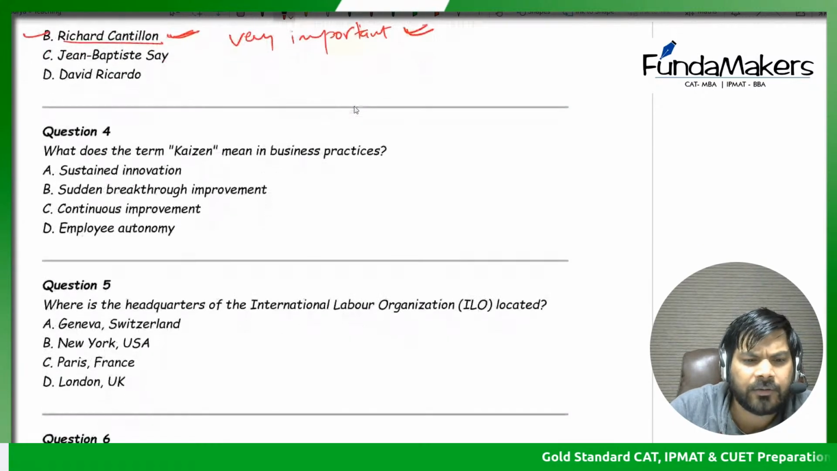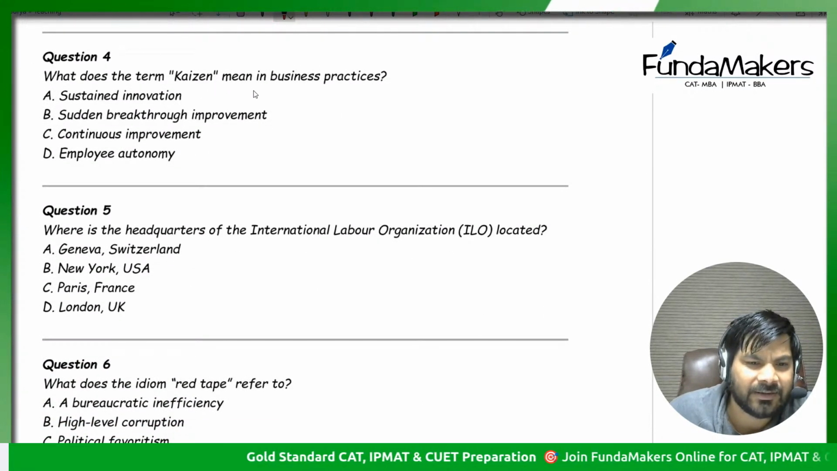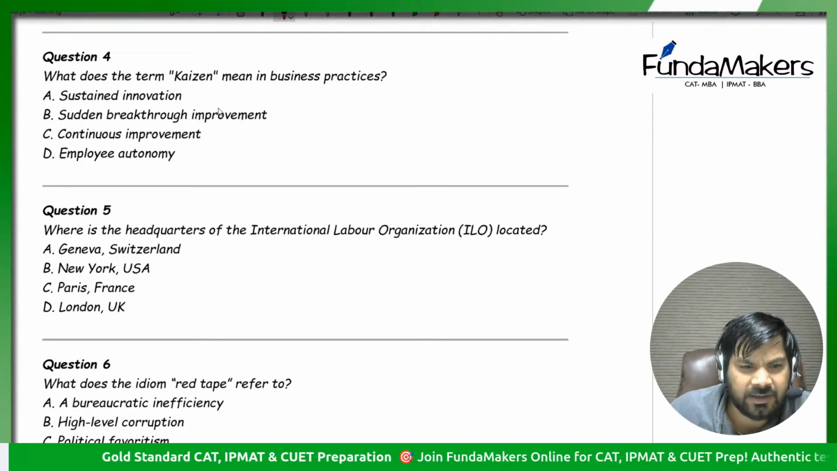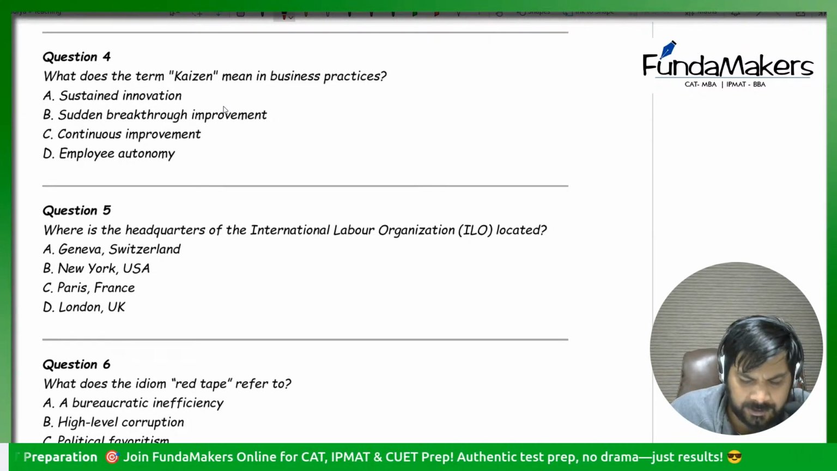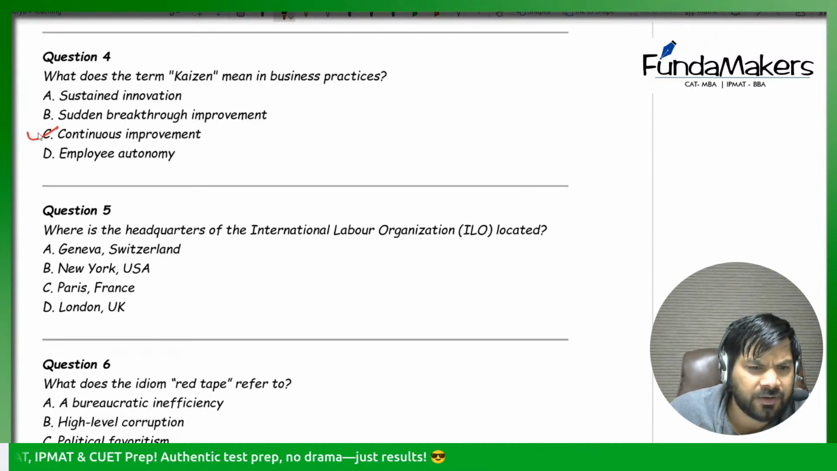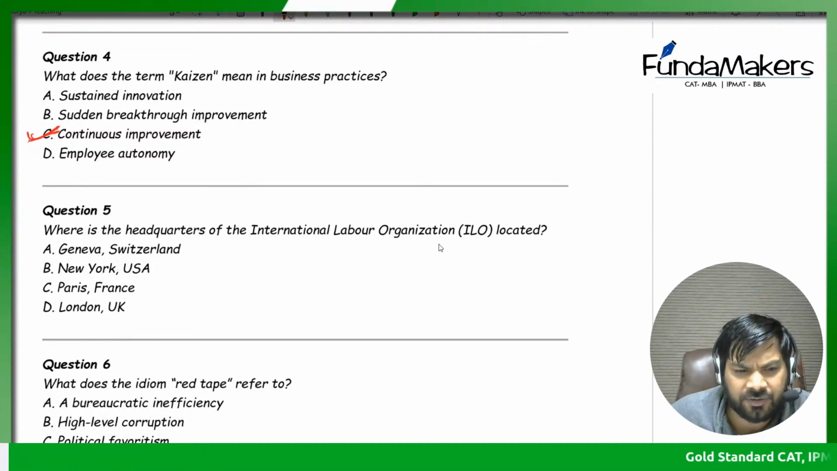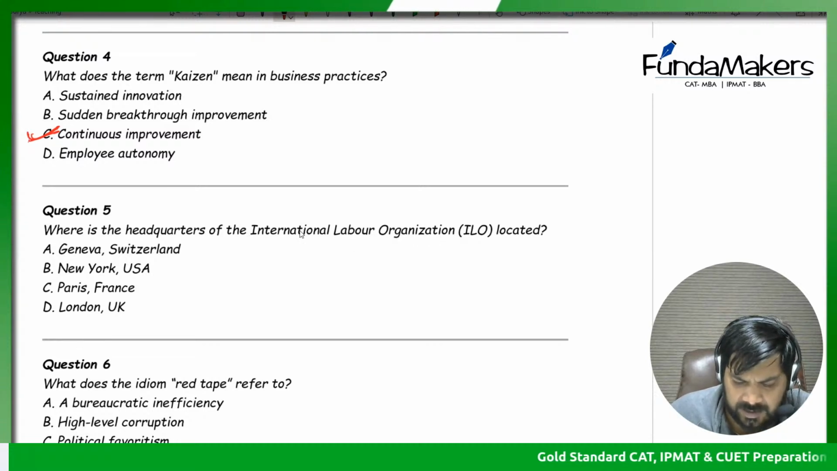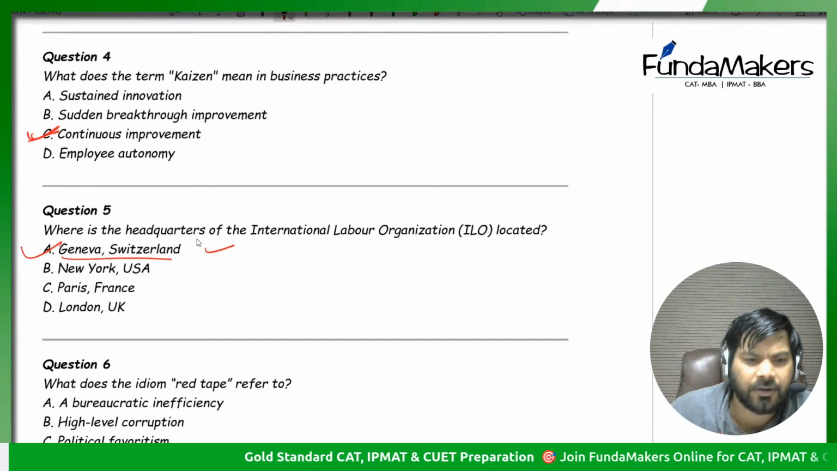Next, what does the term Kaizen mean in business practices? Kaizen is basically continuous improvement, continuous improvement involving all employees. So the correct answer is C. Next, where is the headquarter of the International Labour Organization located? Very easy, it is in Geneva. Everybody knows Geneva, Switzerland.